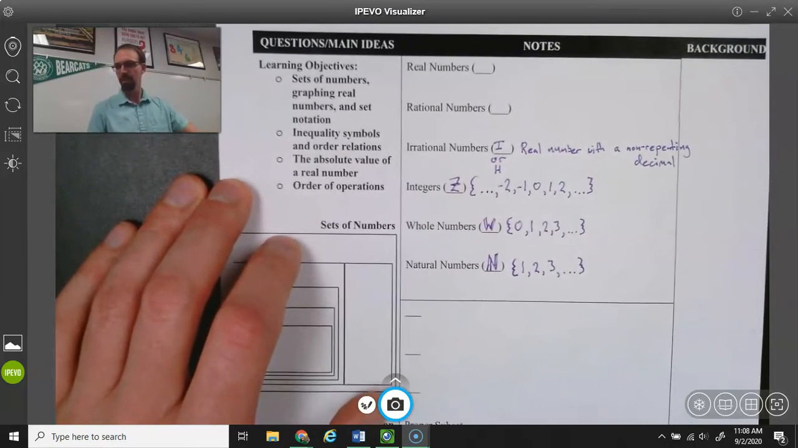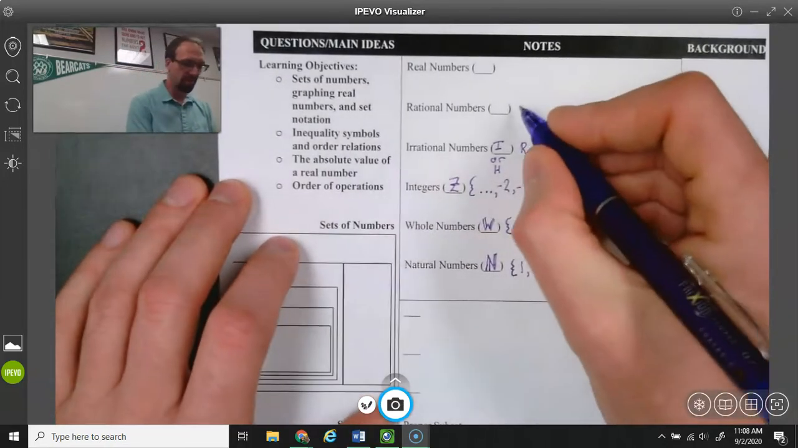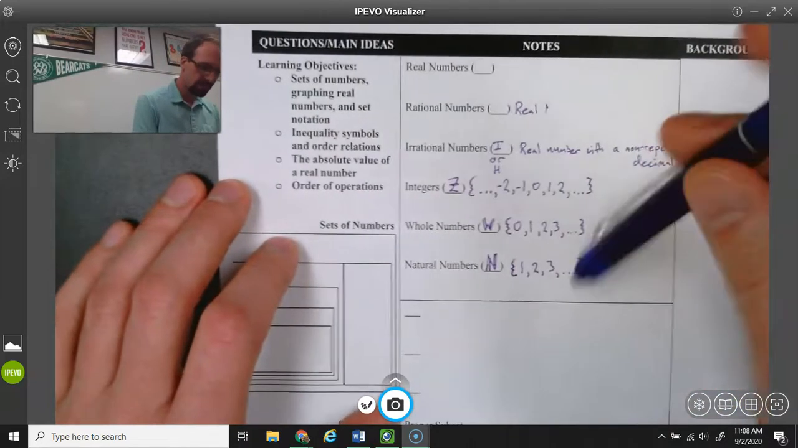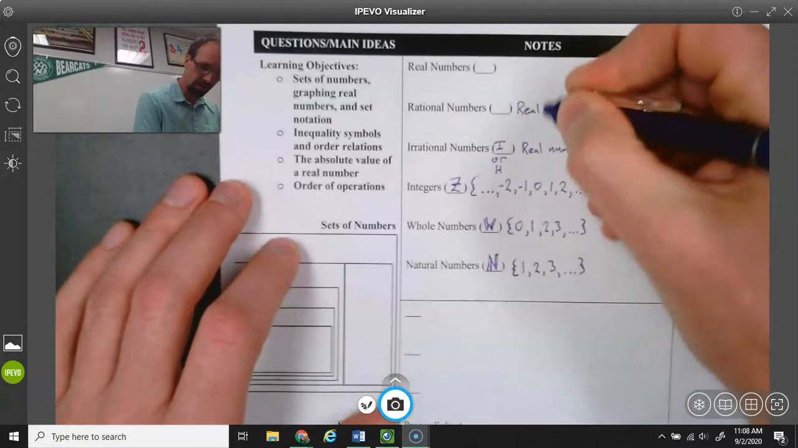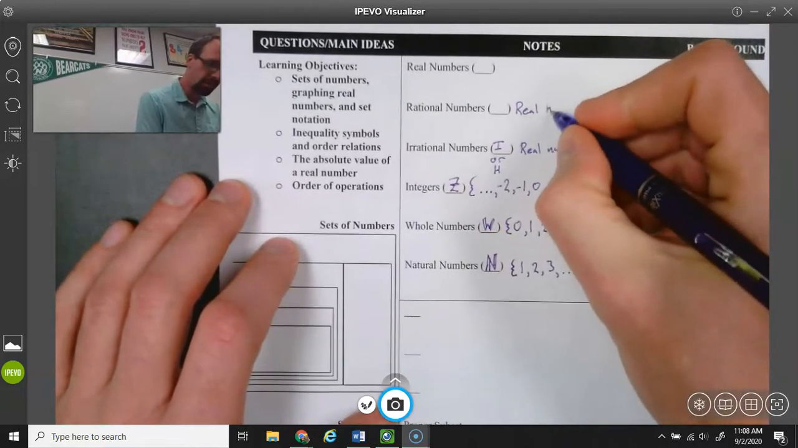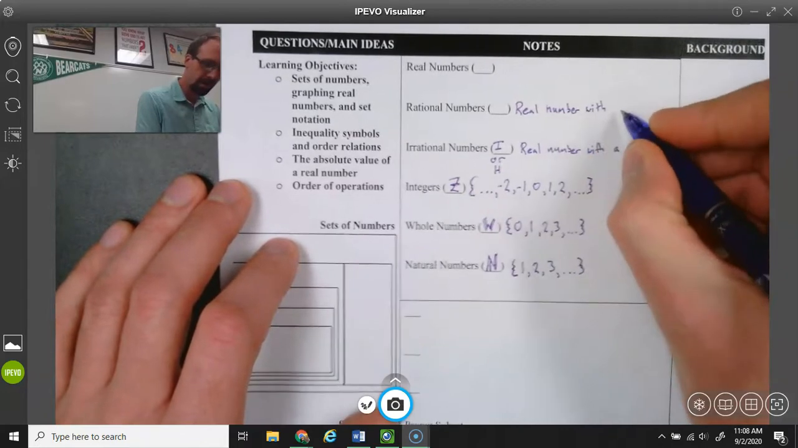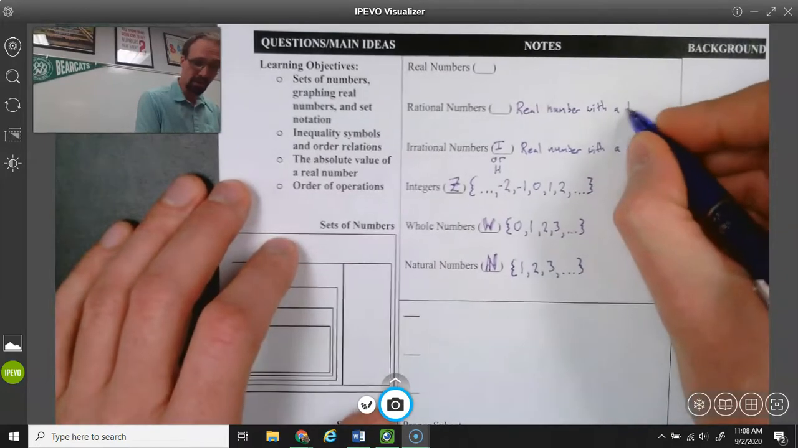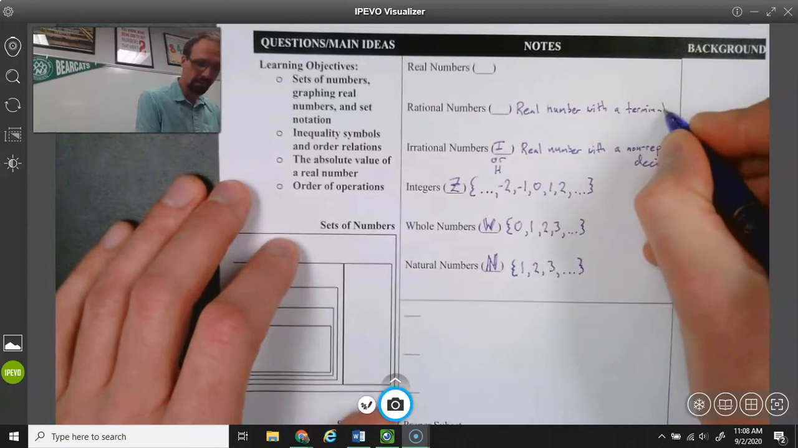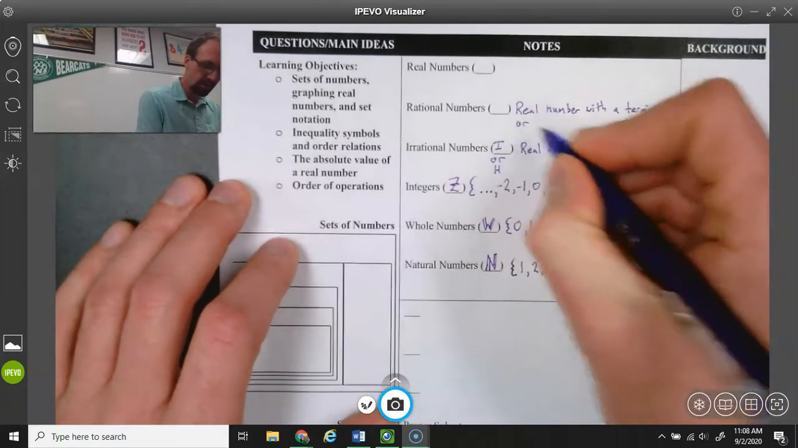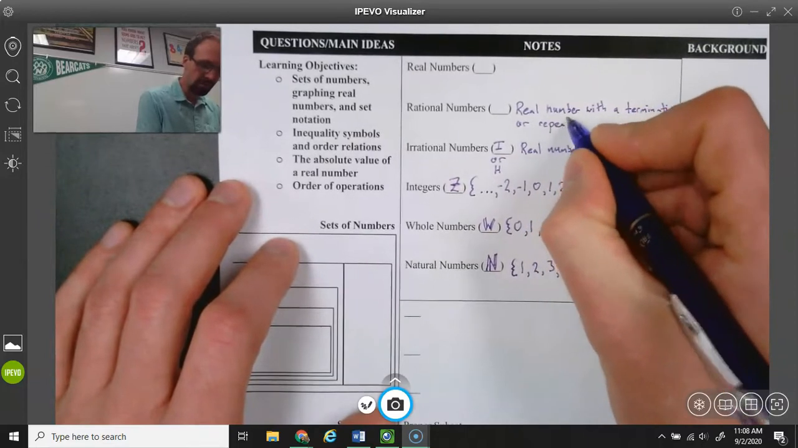The rational numbers. This is a real number with a terminating or repeating decimal. The notation is a lowercase n.